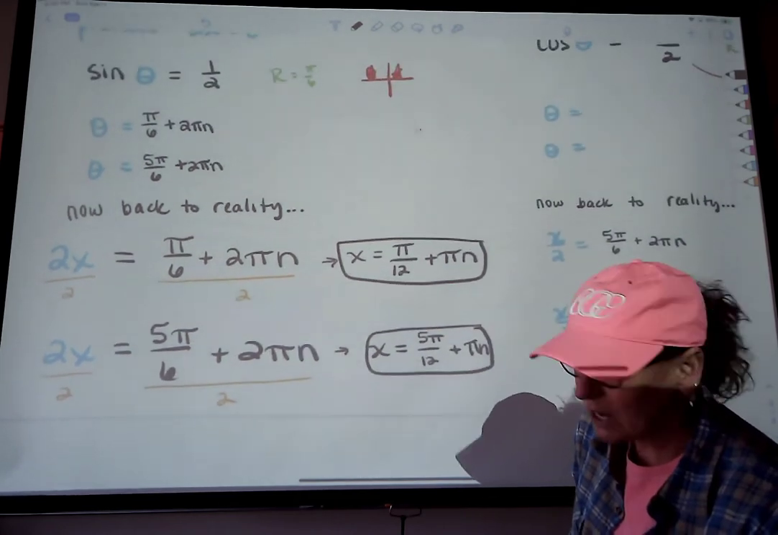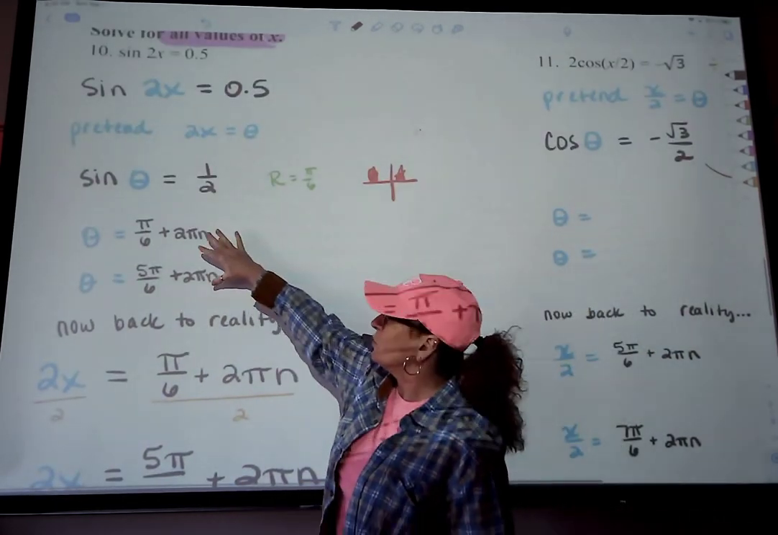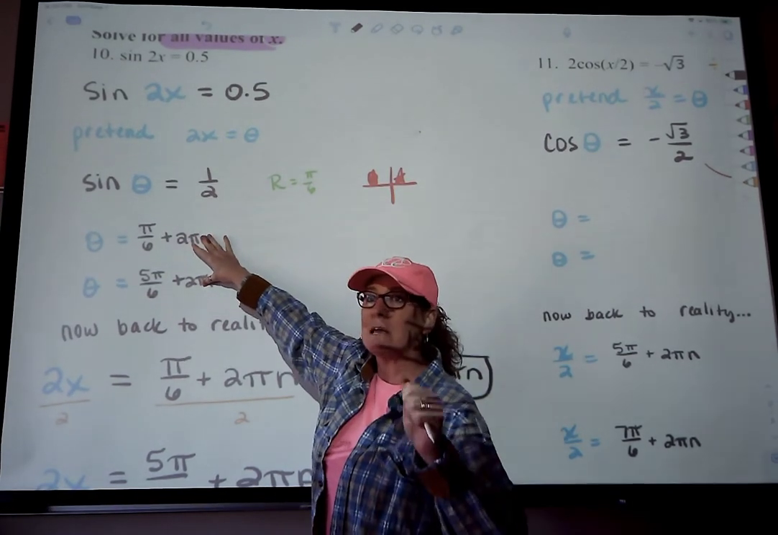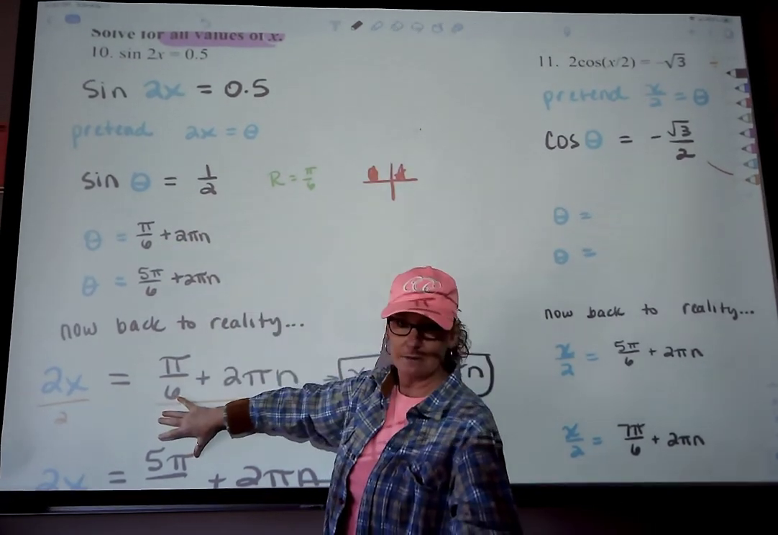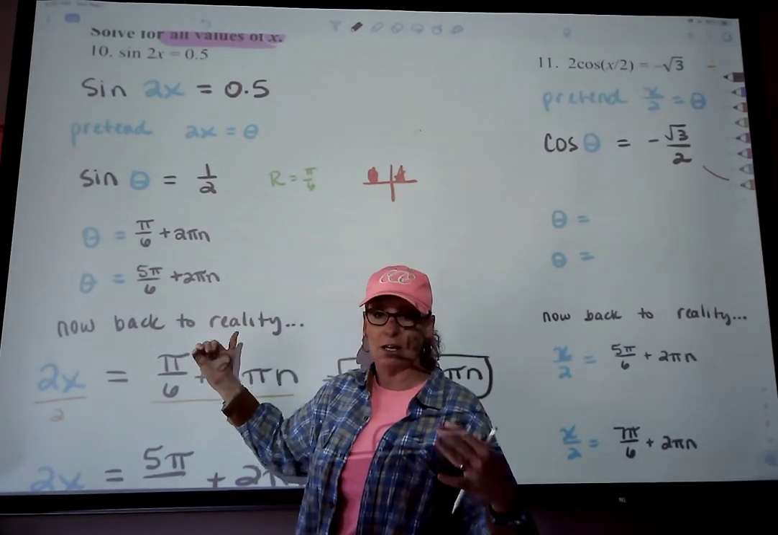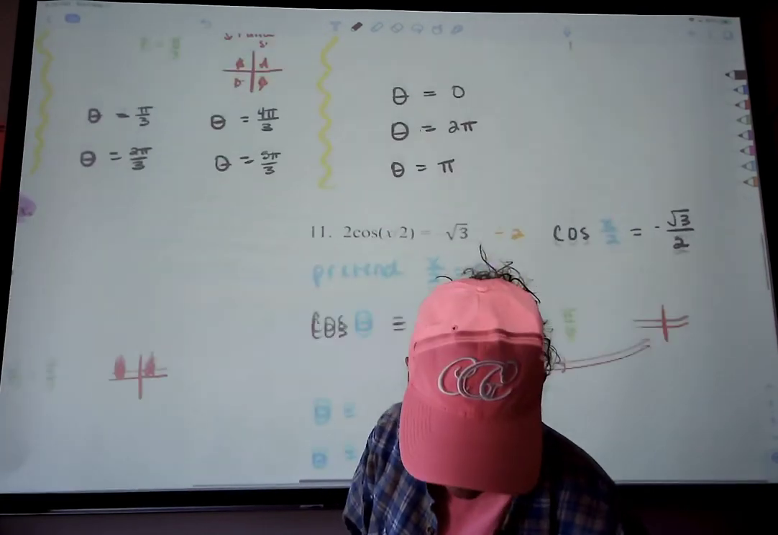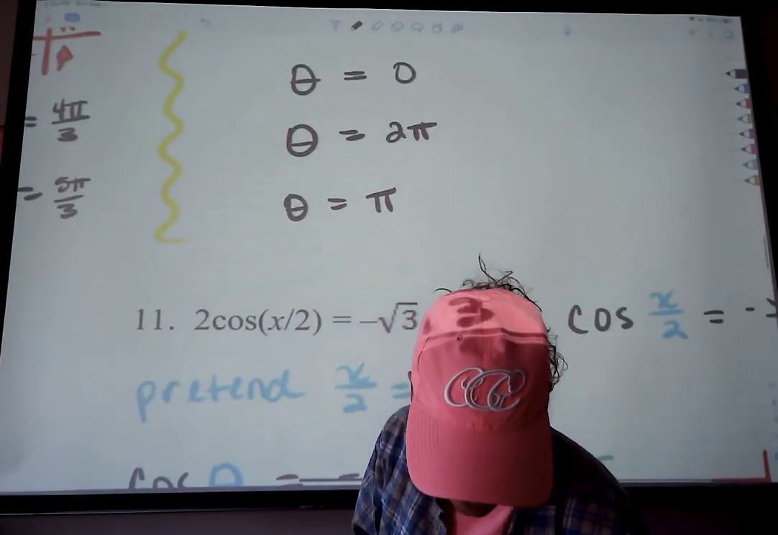And most people do okay with this. Something I have to make sure to tell you though, you have to do your plus revolutions before you go back to reality, because both parts of your answer have to be divided by 2. Okay, next one's kind of similar.